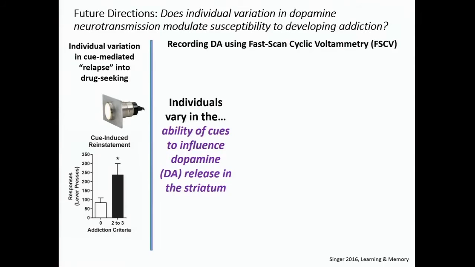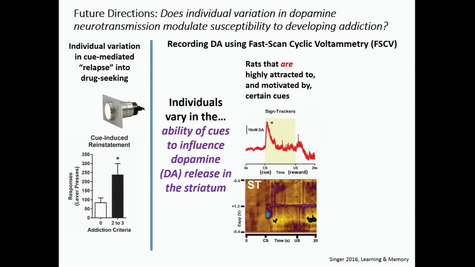It turns out that, as you might guess, individuals vary in the ability of cues to motivate behavior, but they also vary in their dopamine signaling. What I've found are two groups of rats. We have some rats that are really motivated by cues, so they might be similar to these guys here. Again, this is a different experiment, different rats. What you can see is that when you turn on this cue light, there's a big spike in dopamine concentration, and then it comes down. You can see this spike right here, this big burst of current.